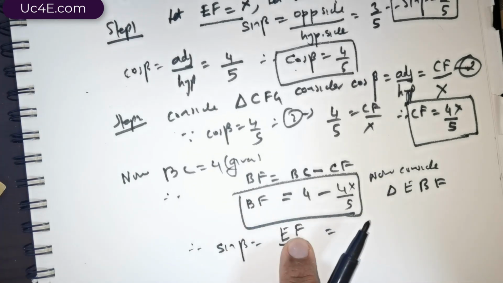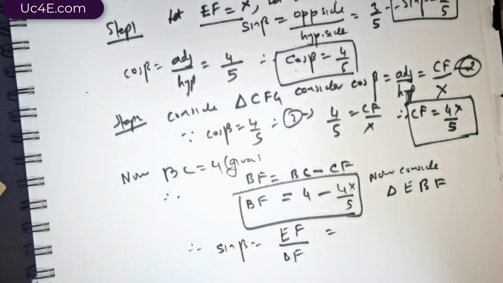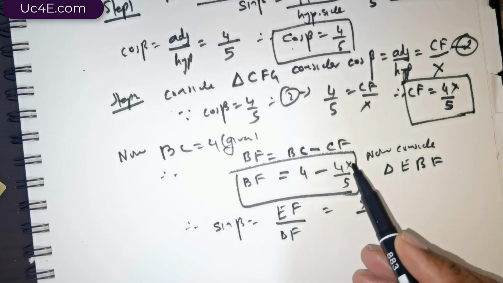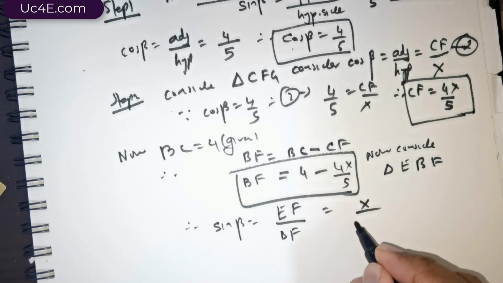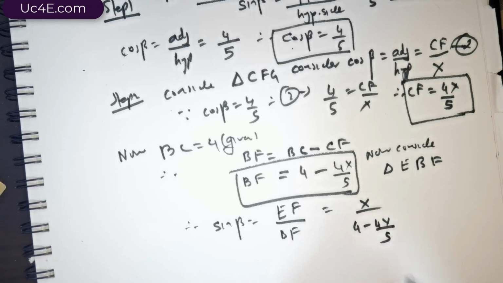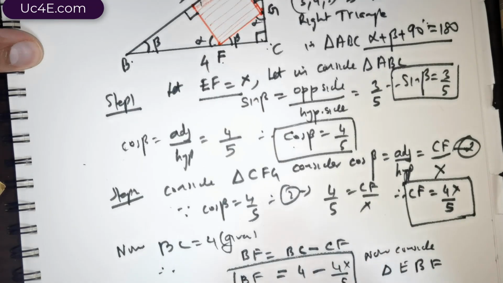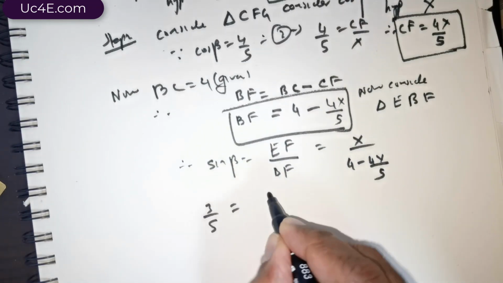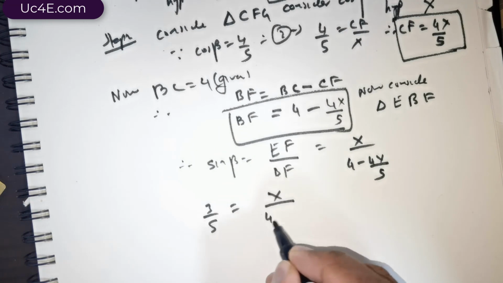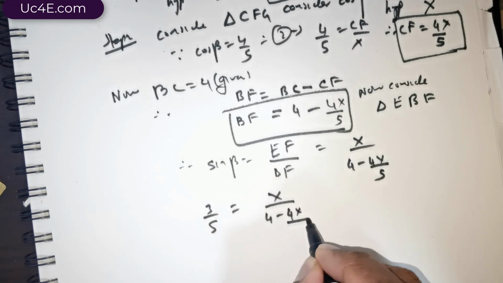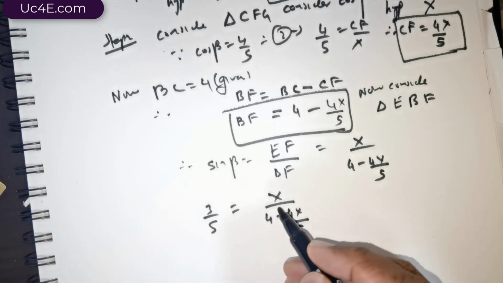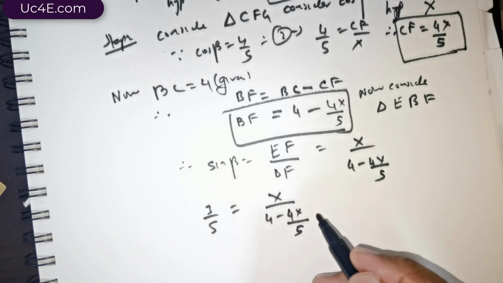So what is my EF? EF is going to be x units. That's the first observation we took. So this is x, and my BF is going to be this quantity, 4 minus 4x divided by 5. Now what is sine beta? Sine beta is 3 over 5. So 3 over 5 is equal to x over (4 minus 4x over 5), and we need to solve this to get the value of x.